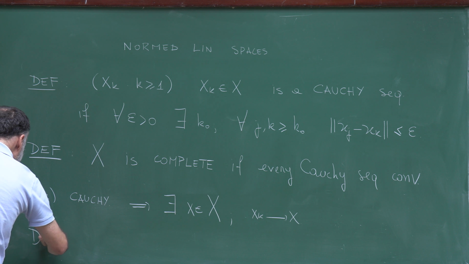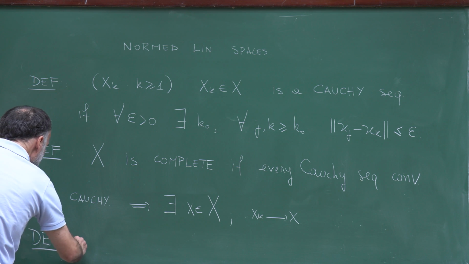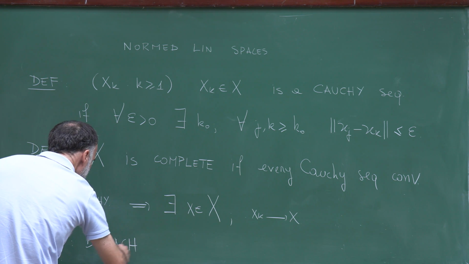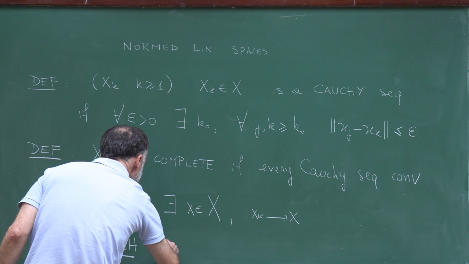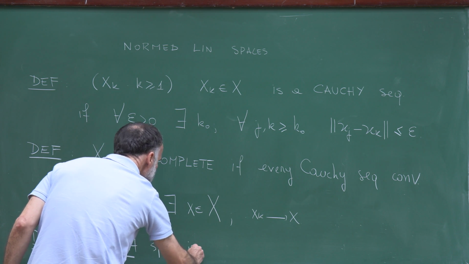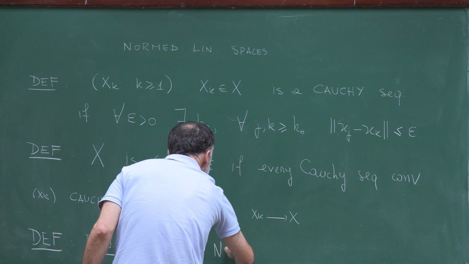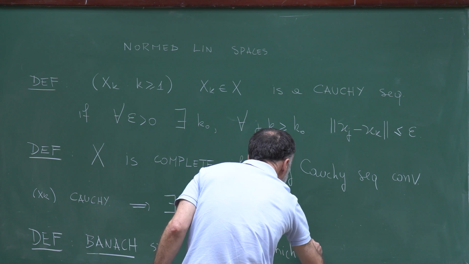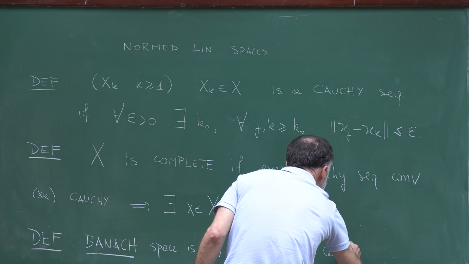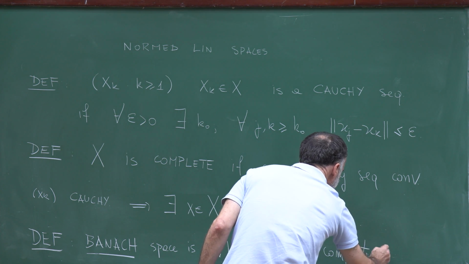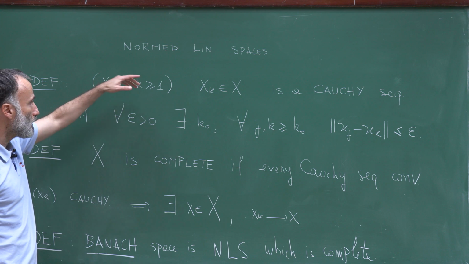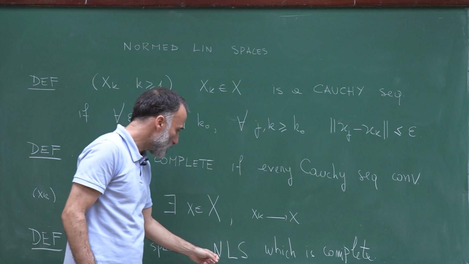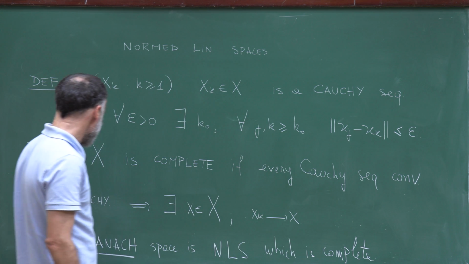And so finally, a Banach space is a normed linear space which is complete. So if you have a linear space which has a norm, and if the space with respect to that norm is complete, we call that space a Banach space.